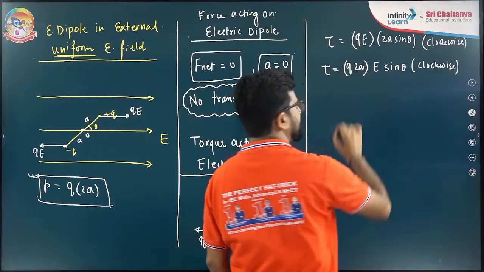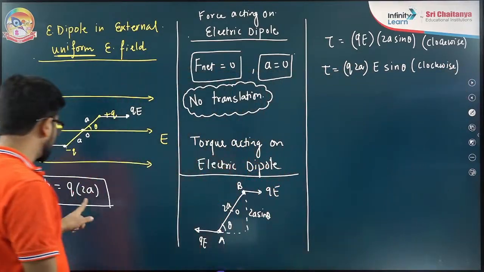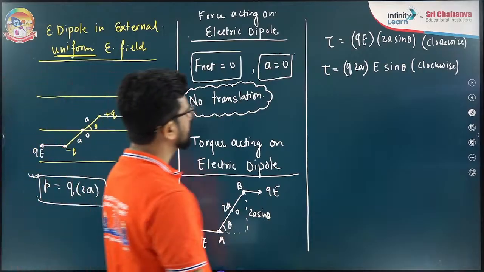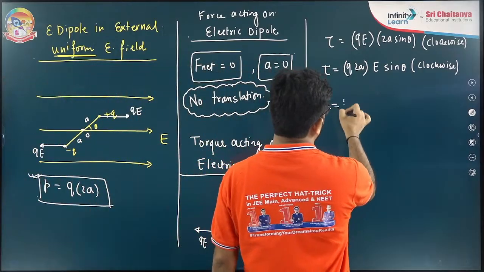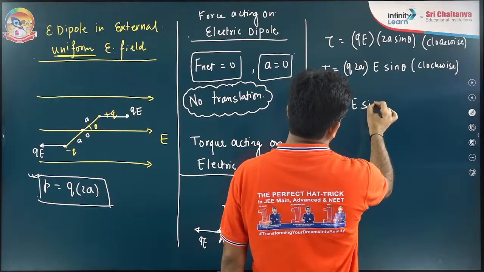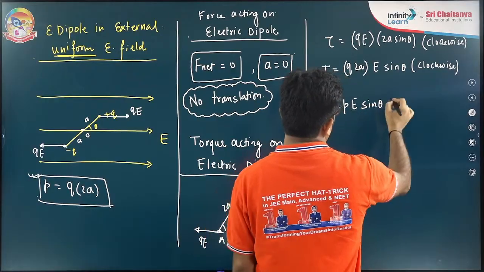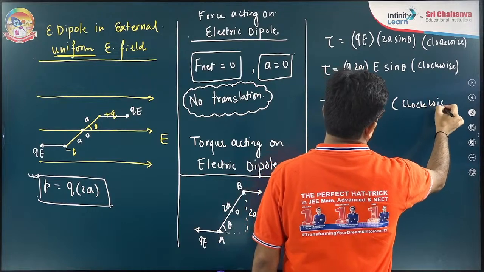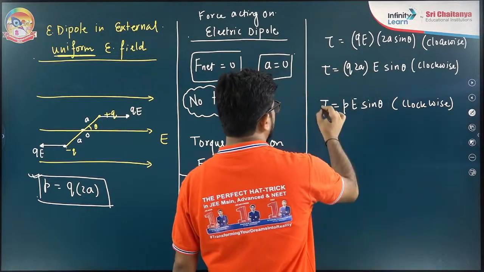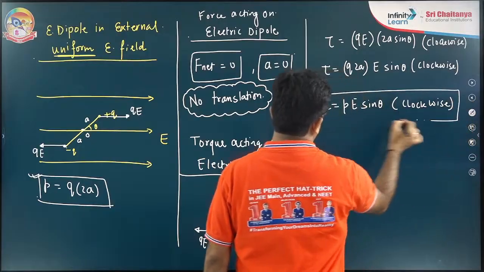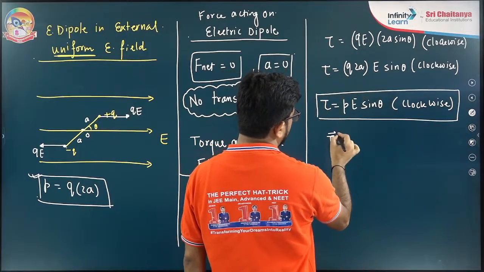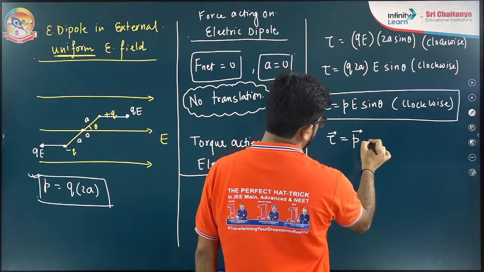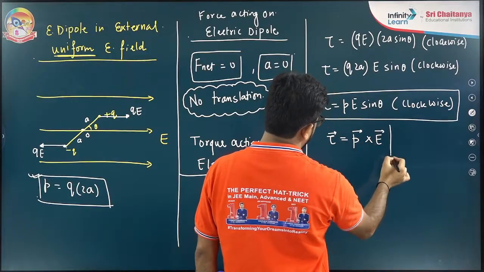Try to understand. Q into 2a, that is nothing else but P. We have already written that. That means you can say torque is equal to PE sin theta, and we can say clockwise. So this is a very simple thing that you can write, or you can write torque is equal to P cross E.